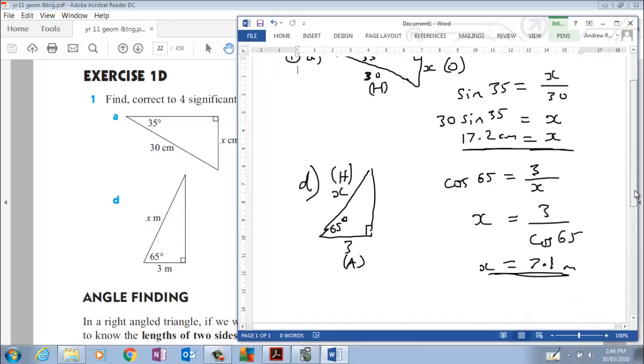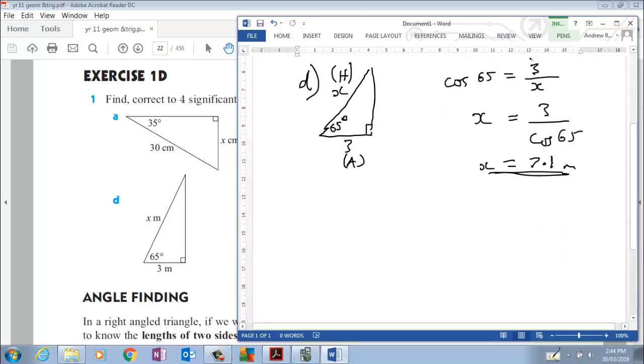Now if you're interested, I'll just show you how to rearrange that other ways. You could have done it this way, so we'll write that down again. Cos 65 equals 3 on x. Another method: first of all, we'll put that over 1 because that's really the same thing. Now some people have learnt cross multiplication, so you multiply on diagonals, so we'll have x times by cos 65 equals 3 times by 1. So x times cos 65 equals 3.